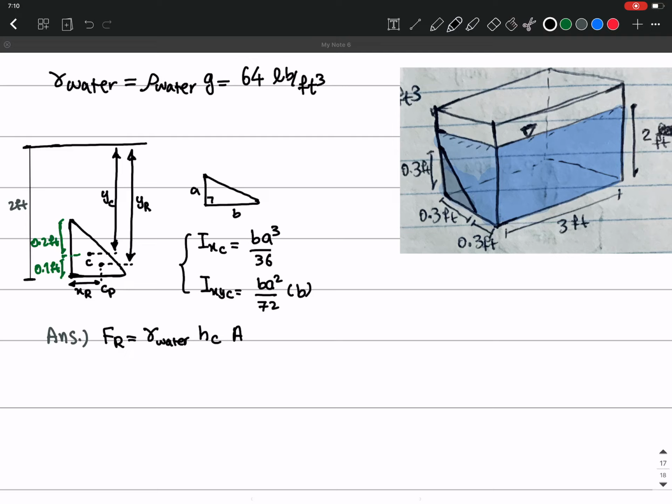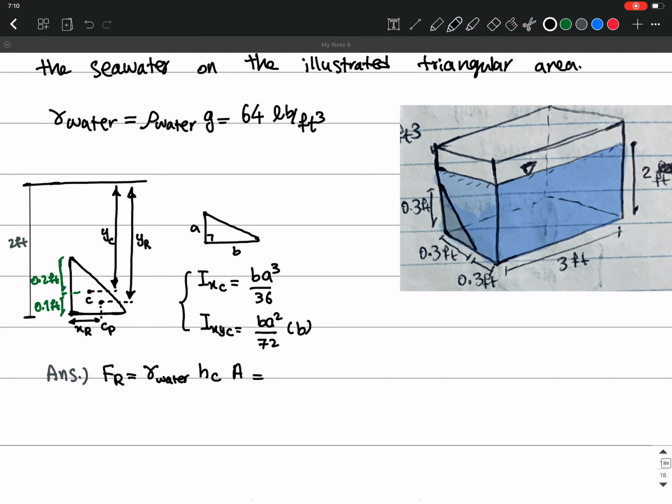So we have gamma water HCA. So what is going to be HC? HC is going to be from here to here, right? HC or YC are here the same. So it's going to be, what is gamma water? Gamma water is given in the problem is 64. So I just write it down, 64 pounds per foot cube times HC. HC is going to be 2 foot minus 0.1 foot, right? So it's going to be 1.9 foot.